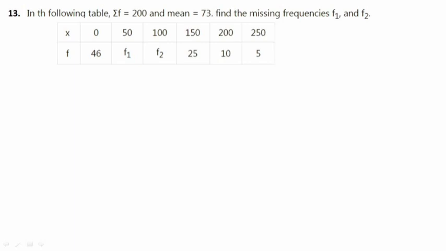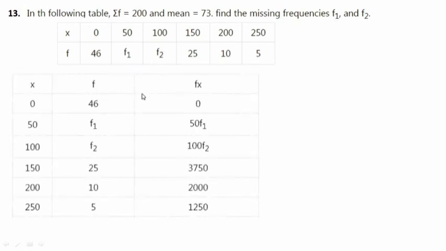Question number 13 says that in the following table, summation f is 200. That means the total of all these f values is given to be 200, and the mean is 73. So find the missing frequencies f1 and f2. The given table can be written in this format, and since the mean is given, you need fx. So I have written down fx also. 46 into 0 is 0, f1 into 50 is 50 f1, 100 into f2 is 100 f2, 150 into 25 is this much, 200 into 10 is this much, 250 into 5 is this much.